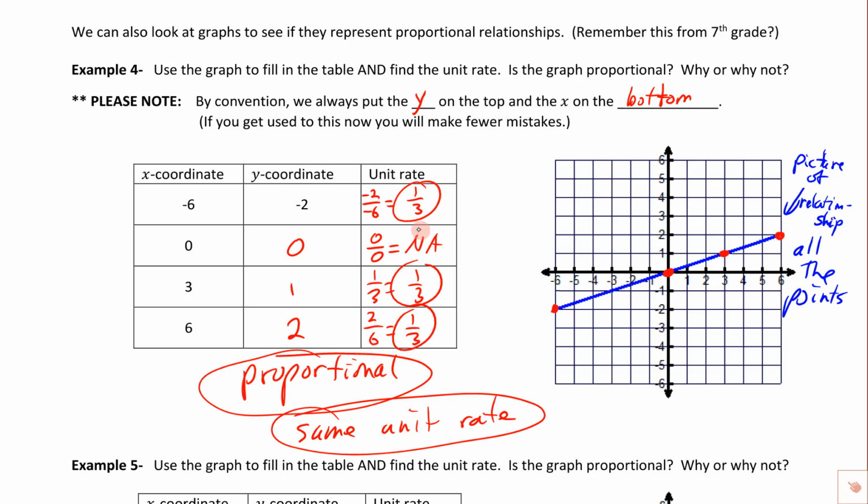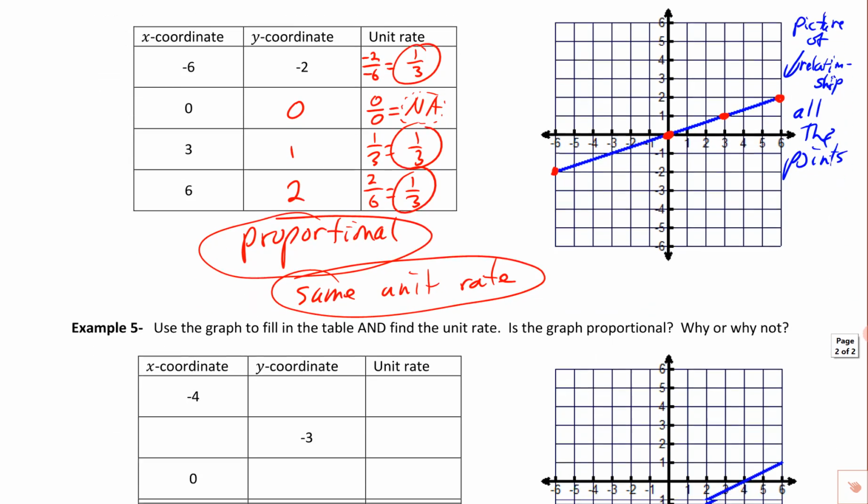And again, this one right here doesn't necessarily mess things up. It just kind of fits the pattern as we're going through here. We've got this nice straight line here. It's not the wrong unit rate. It's just that there is no unit rate when we've got a point of 0, 0. Okay. All right, let's slide down here and let's take a look at the next one.